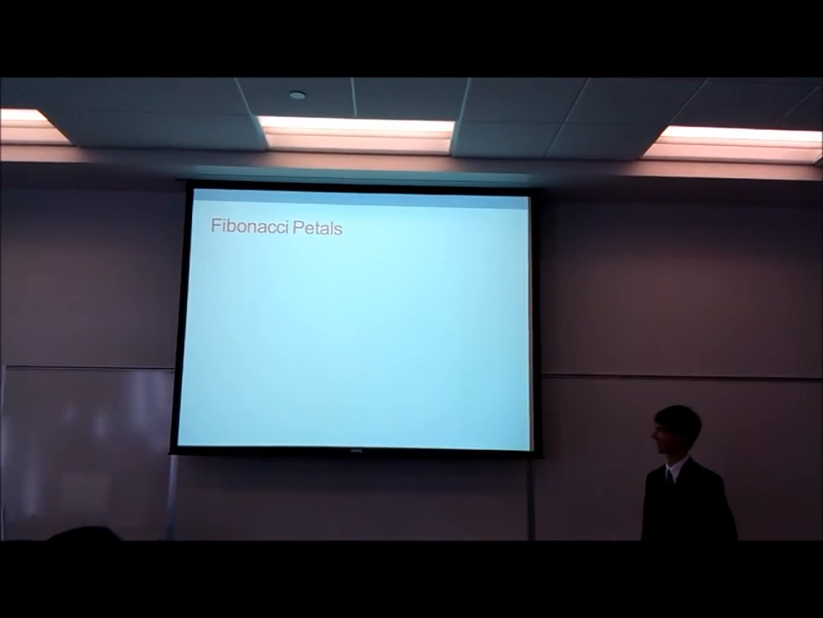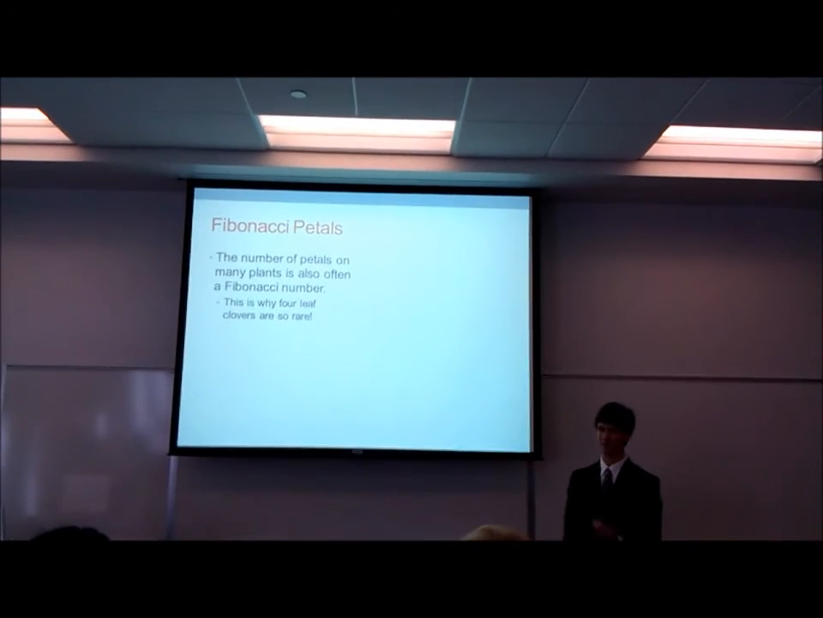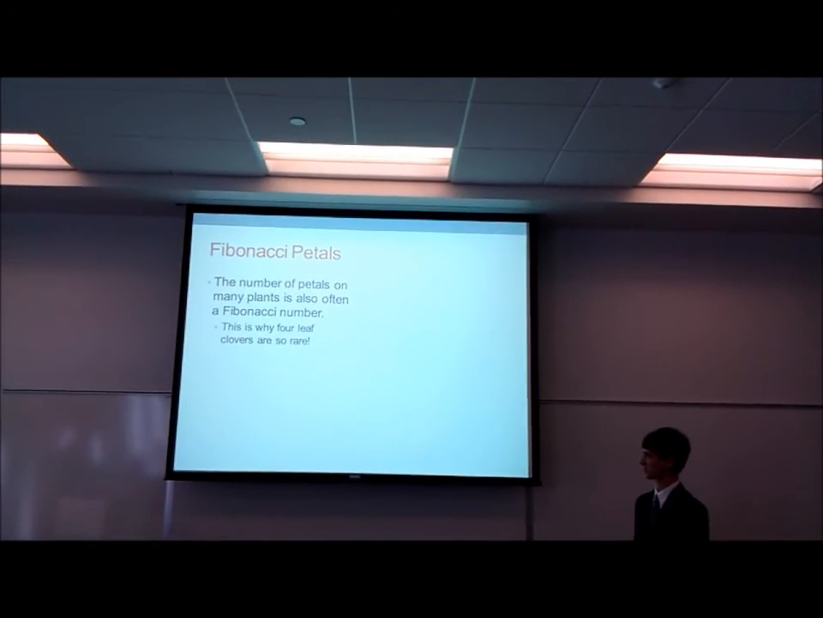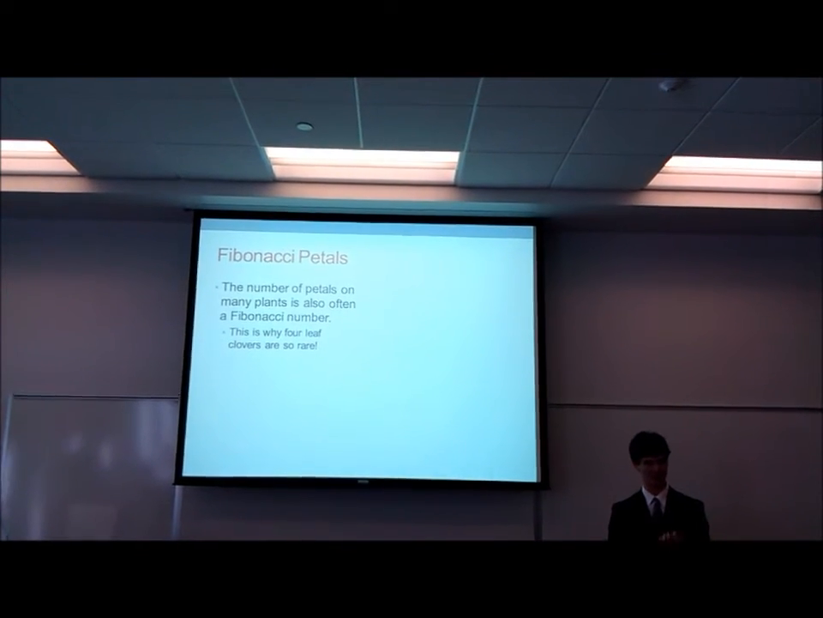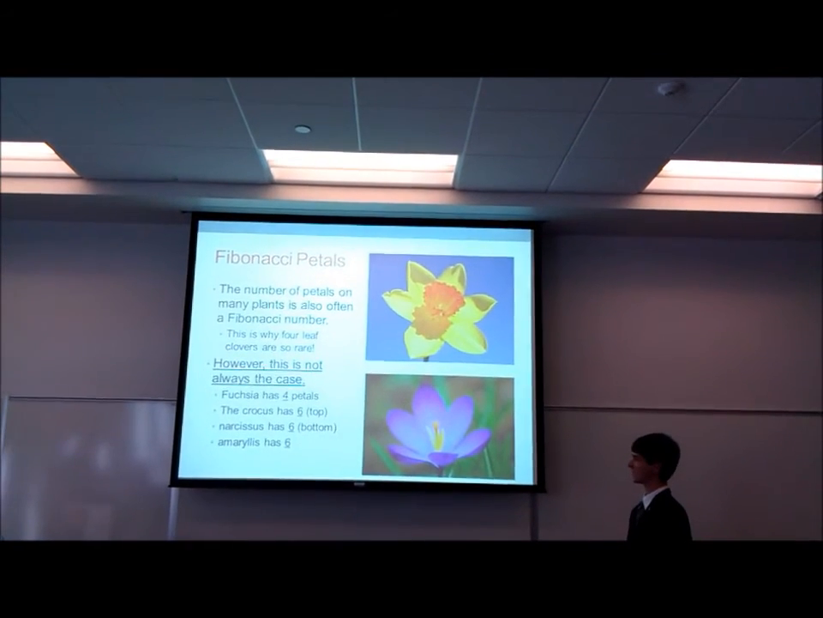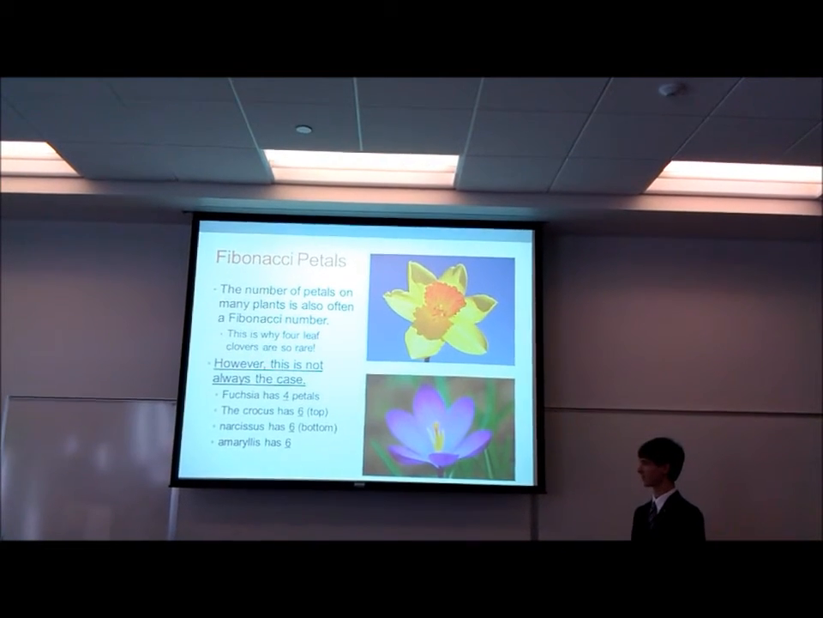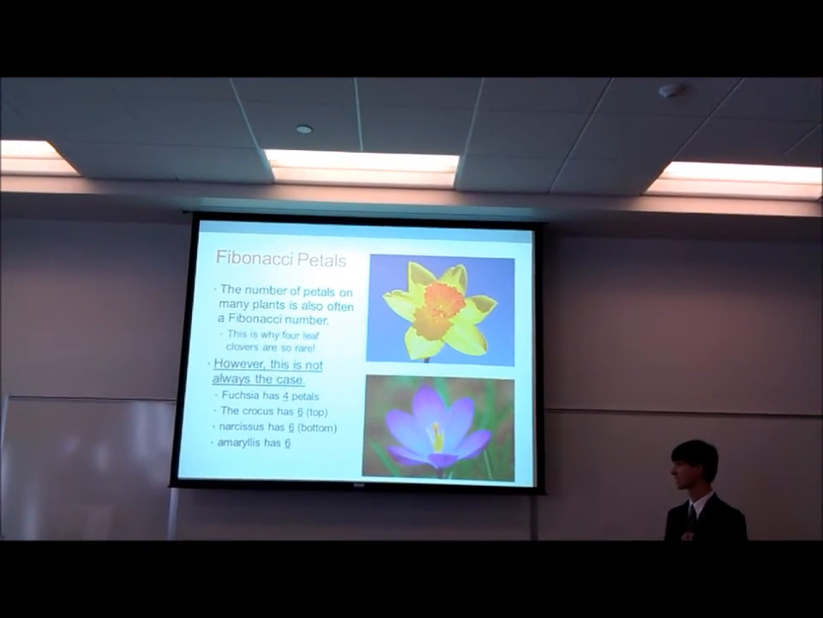Also, the numbers of petals are also Fibonacci numbers in most cases. This is why 4-leaf clovers are rare. 3 is a Fibonacci number, 4 is not. But this isn't always the case. Fuchsias have 4 petals, crocuses, narcissuses, and amaryllis all have 6, as you can see on the top and the bottom there.